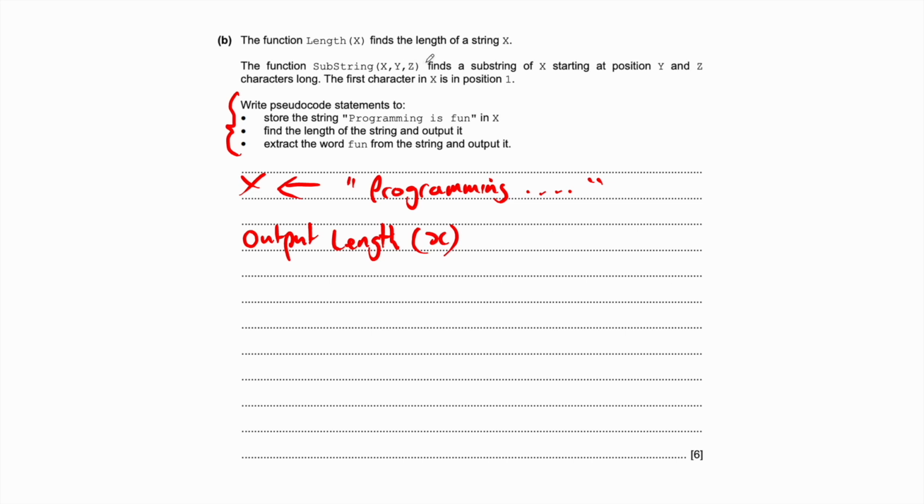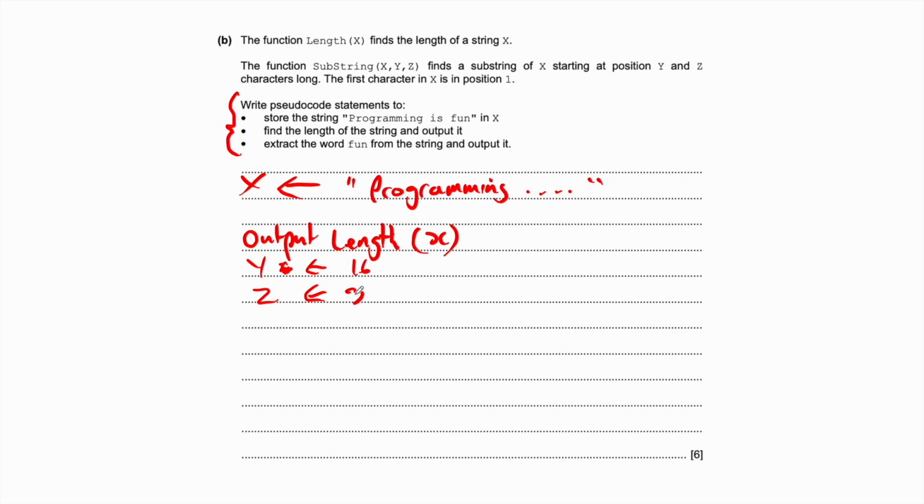Okay, so we want to get the word fun out. So we need to go 1, 2, 3, 4, 5, 6, 7, 8, 9, 10, 11, 12, 13, 14, 15, 16. We're going to start in position 16. Okay, so it's not a bad idea to declare where we're going to start from. Actually they don't like that sort of thing. They like an arrow, and we're going to say 16. And then how many characters we want to go. 1, 2, 3. We want to go 3. So z is going to be equal to 3.